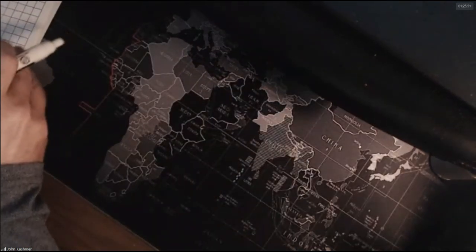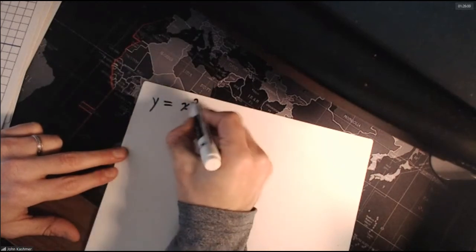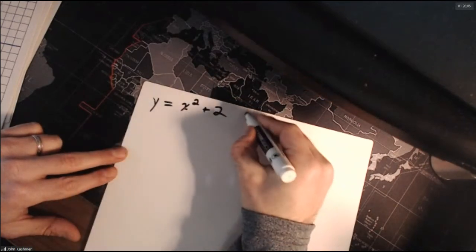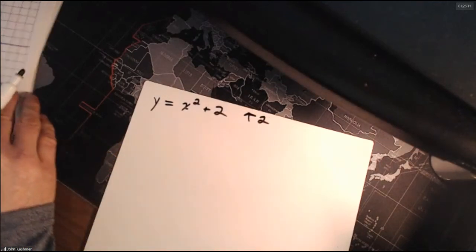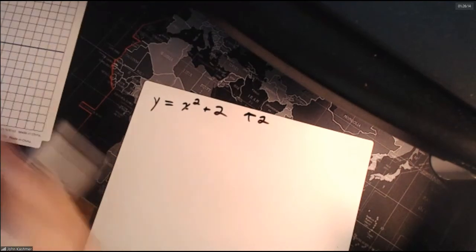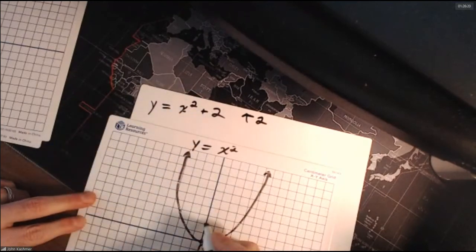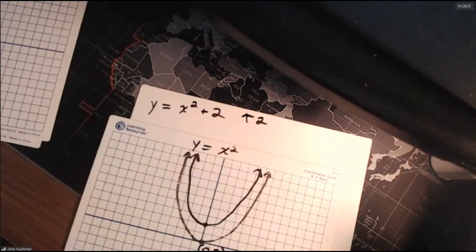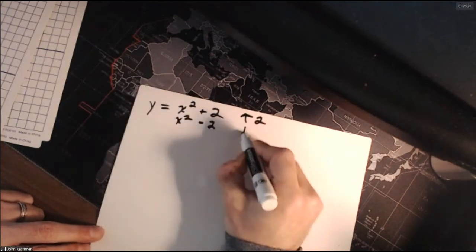Now, just very briefly, I want to say that when you do these translations, let's say you have y equals x squared plus 2. The plus 2 would mean up 2. So you would basically take your x squared, and instead of drawing it where it goes through (0, 0), for x squared plus 2, the anchor point moves here, and it's the exact same graph otherwise. Do you understand? And the same if it's minus 2, it would be down 2.